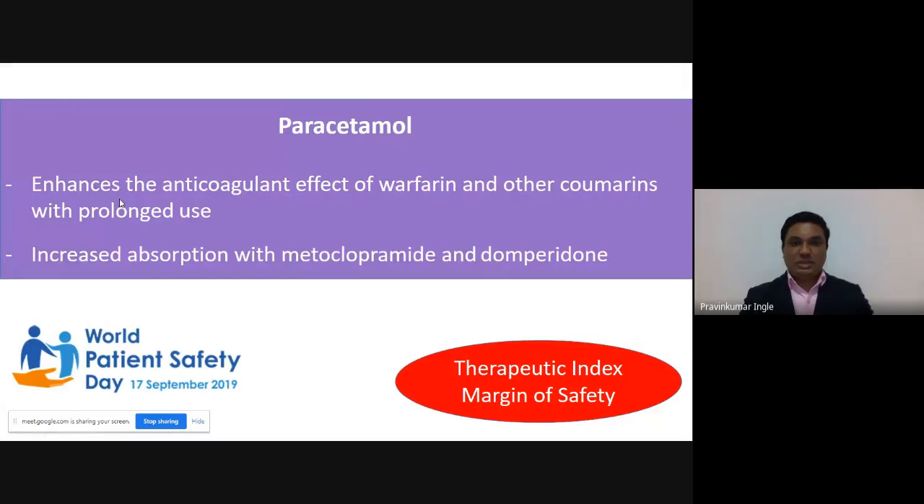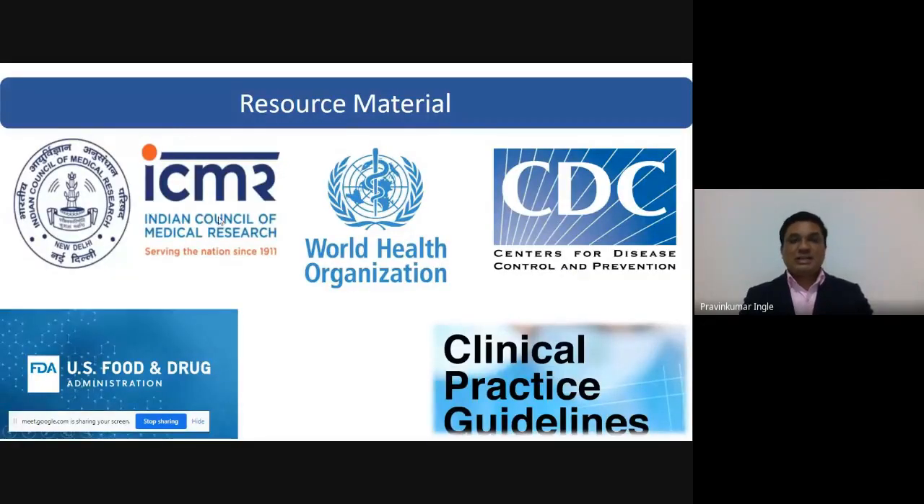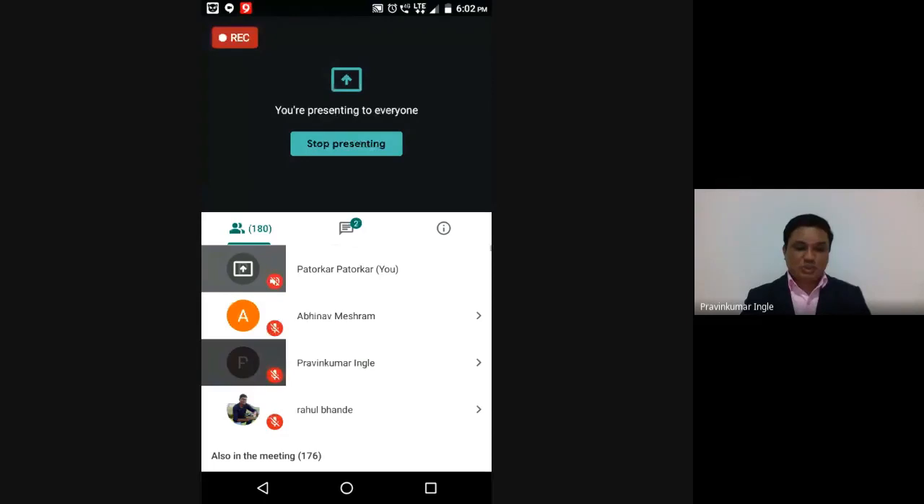Going to the next slide. These are the resource materials you can use for updating your knowledge. From the Indian perspective, there is ICMR, and most of us follow ICMR. Considering the recent coronavirus pandemic, COVID-19, ICMR came up with different combinations of antivirals and which antivirals we can use in those conditions, particularly in the coronavirus pandemic.